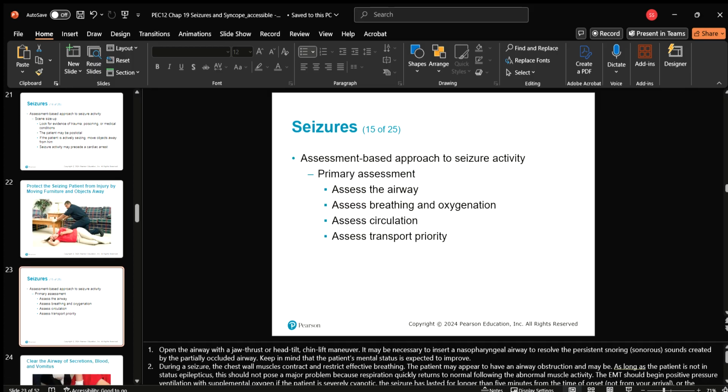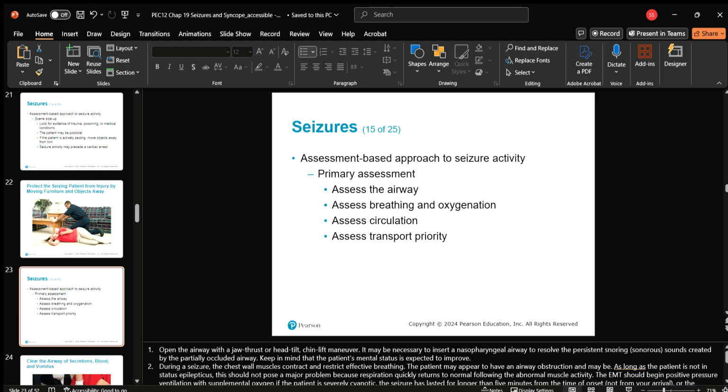All right, A, B, C, D, okay, that decides transport priority: load and go, or stay and play. Okay, airway, breathing, circulation. Check their airway, like we said, check their breathing, and then get them some oxygen. They likely need oxygen because they probably were not breathing while the seizure was happening. Or you get the sonorous sounds. What are those? It's up here in the notes, but you may see that in your National Registry. Sonorous sounds, what are those?